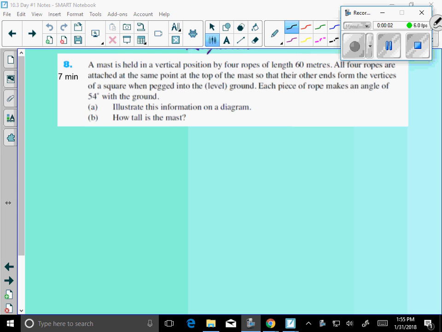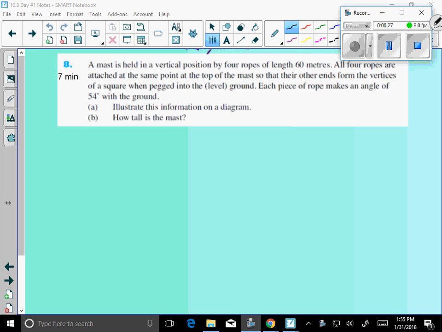Okay, so a mast is held in a vertical position by 4 ropes of 60 meters. All 4 ropes are attached at the same point at the top of the mast so that their other ends form the vertices of a square when pegged into the ground. Each piece of rope makes an angle of 54 degrees to the ground. Illustrate this information on a diagram.